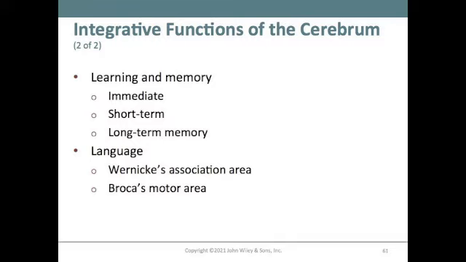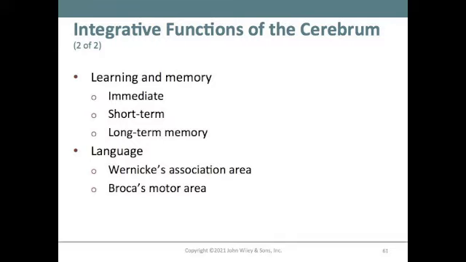Animals as diverse as ants, birds, whales, and humans have developed ways to communicate with members of their own species. Humans use language to communicate with one another. Language is a system of vocal sounds and symbols that conveys information. Most commonly, it is spoken or written. The cerebral cortex contains two language areas. One is the Wernicke's association area, and the other is the Broca's motor area.